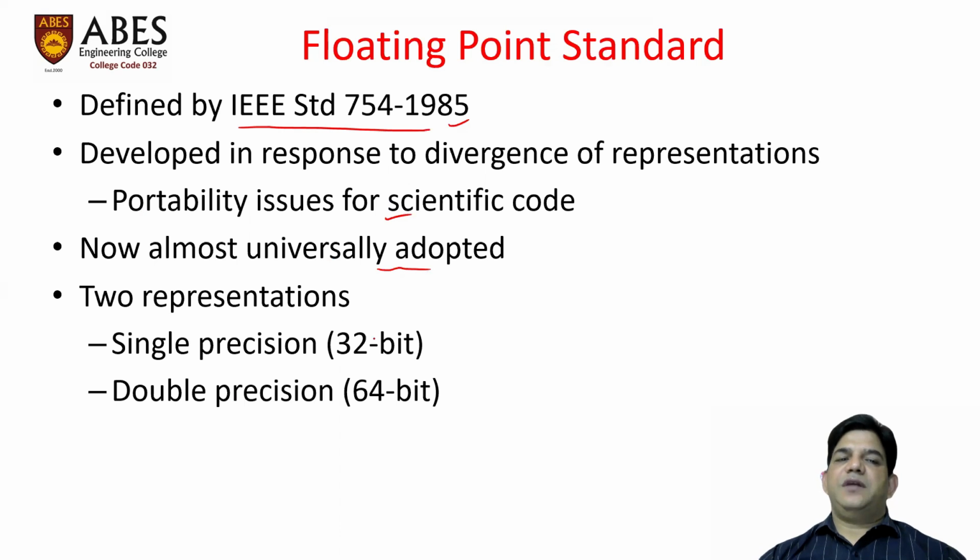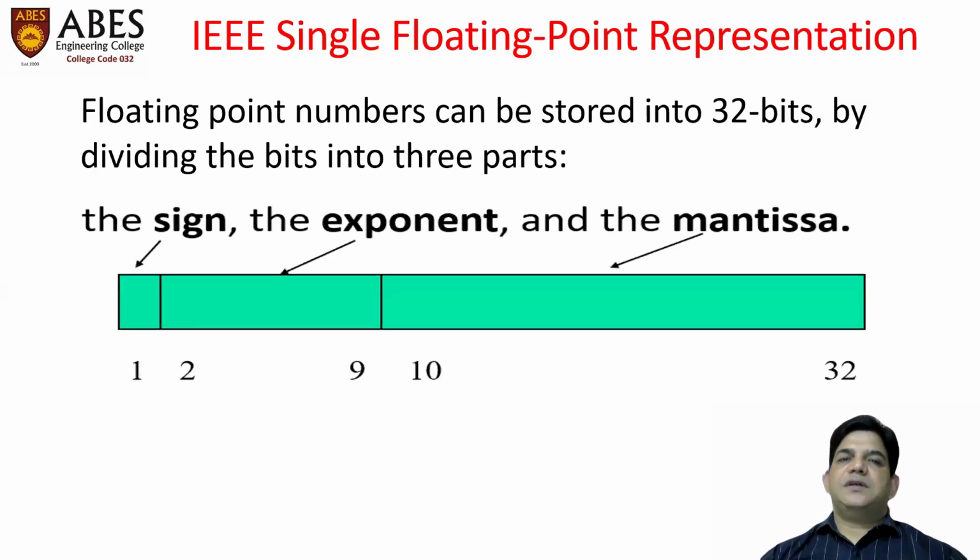Two representations we have: one is known as single precision, which is a 32-bit representation, and the other is double precision, which is a 64-bit representation. In the single precision representation, floating point numbers can be stored in the 32 bits by dividing the bits into three parts: the sign bit, exponent bits, and mantissa bits. The sign bit is 1 bit, the exponent is 8 bits, and the mantissa is 23 bits.